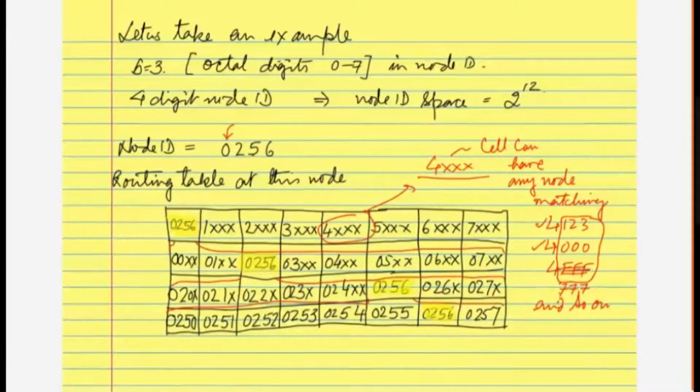There is only one node, so I'm just leaving it as it is. This actually means there is nothing. Then 2xxx, any entry which matches with this. Technically 2 raised to the power of 9, there are 3 bits here, 3 here and 3 here, 9. So 2 raised to the power 9 possibilities exist. Any one of them can be placed here.